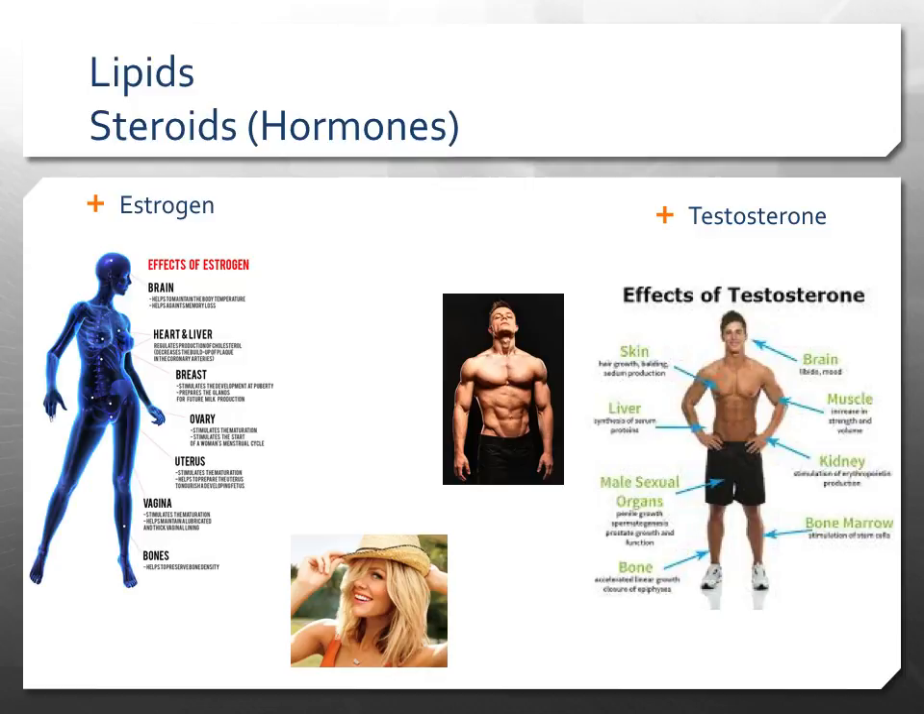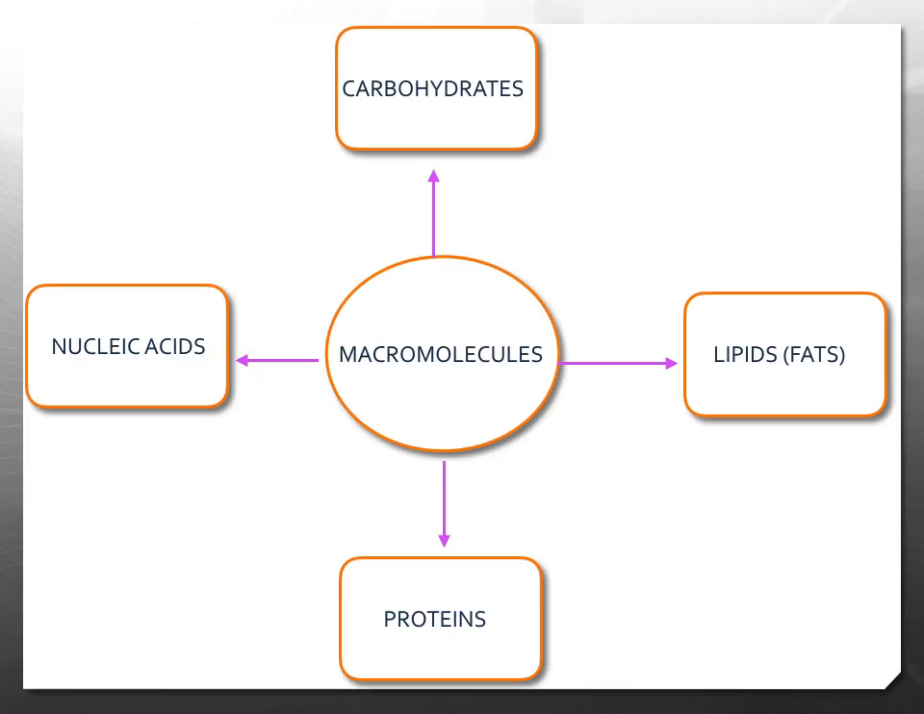So, as a review, wrapping up lipids. Lipids are long-term energy storage in our body. There are good fats and bad fats. And lipids are used as hormones in our body, mainly estrogen and testosterone, and even cholesterol is made of lipids. Let's move on to the next section, proteins.